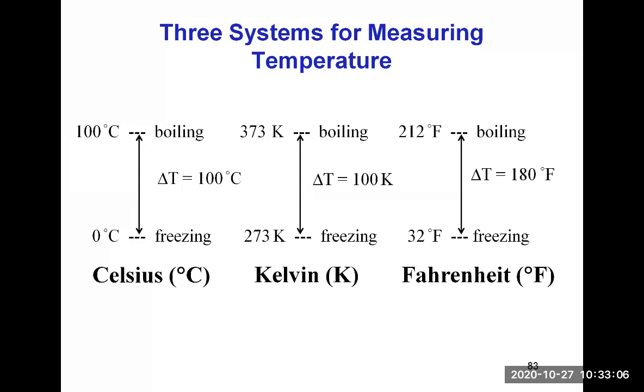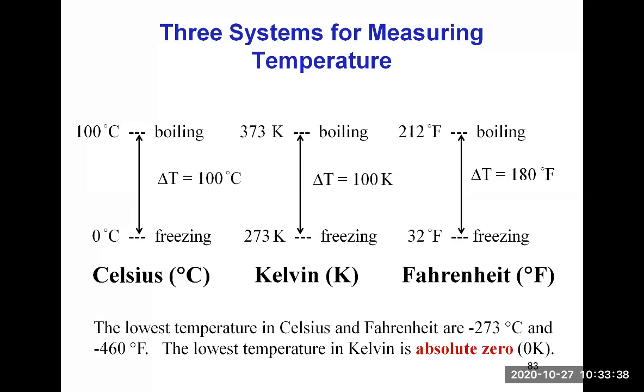So you can see that the difference between the freezing and the boiling point of water is exactly 100 degrees Celsius in the Celsius scale, or 100 kelvins in the Kelvin scale, but 180 degrees Fahrenheit in the Fahrenheit scale. So the Fahrenheit scale has smaller units, so you need more of them for that same difference in temperature.